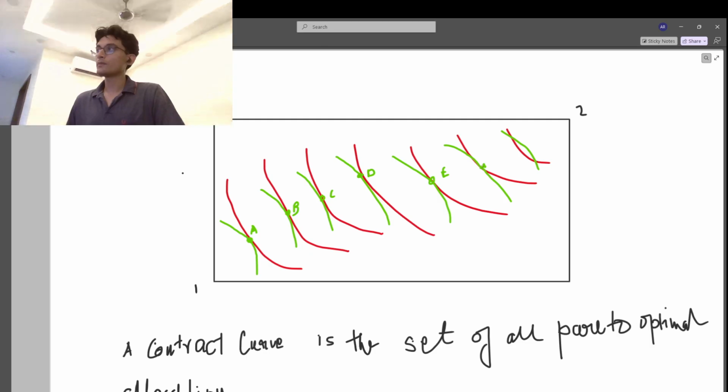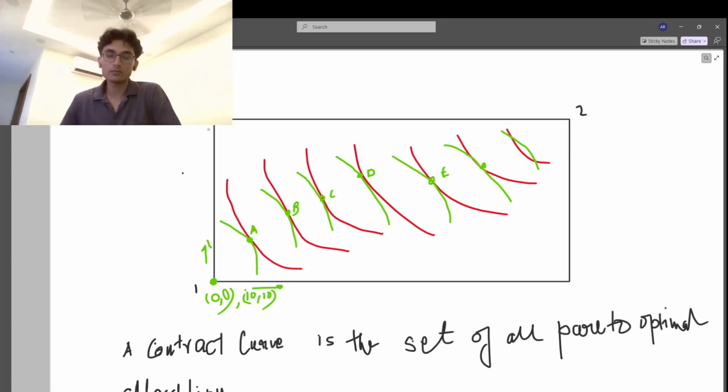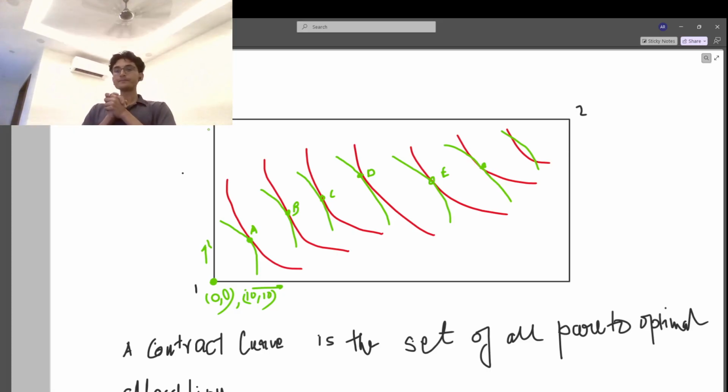So like this, we will get to a point. So what is this point? This point is 0, 0 for individual 1 and 10, 10 for individual 2, isn't it? Because individual 1 has 0 of y and 0 of x here, and individual 2 has 10 units of y, because obviously you need to exhaust the whole capacity in the economy.